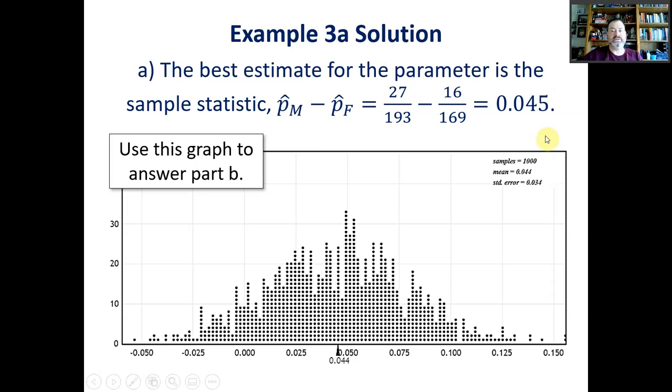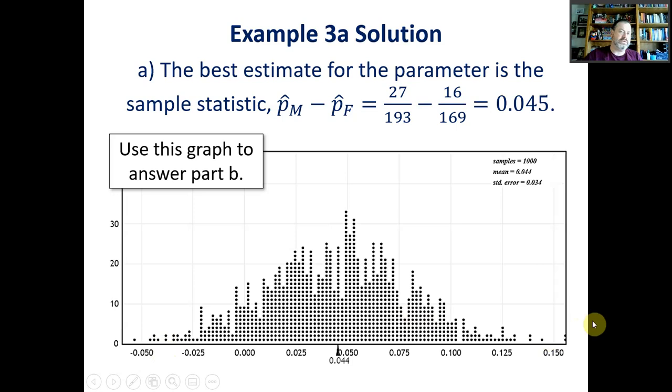0.5% times 1,000 is 0.005 times 1,000 is 5. We're going to chop 5 dots off each side. 1, 2, 3, 4, 5. So our left endpoint's going to be right about here. Right about negative 0.038. I'm just estimating here.